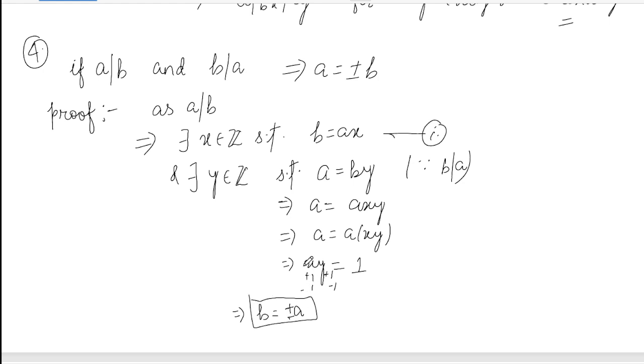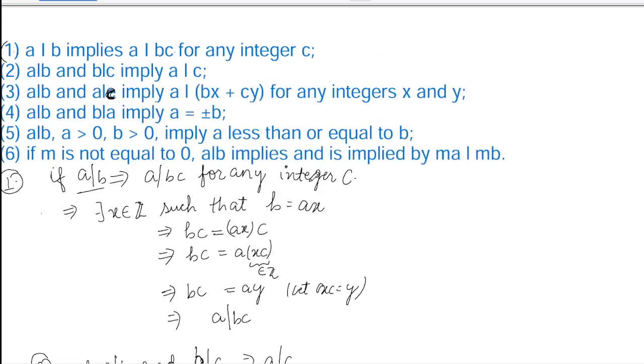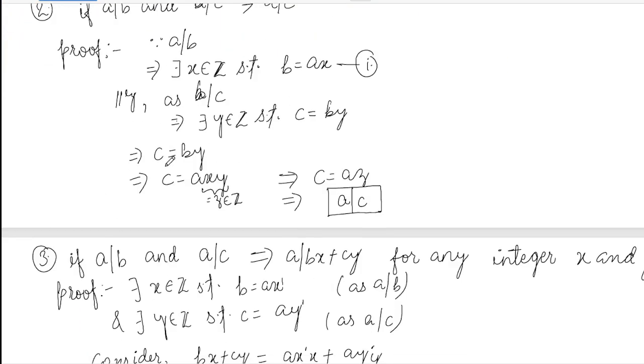Now the fifth part is: A divides B, and both A and B are greater than 0, implies A is less than or equal to B. Fifth part: if A divides B, where A is greater than 0 and B is greater than 0, this implies A is less than or equal to B. Proof.